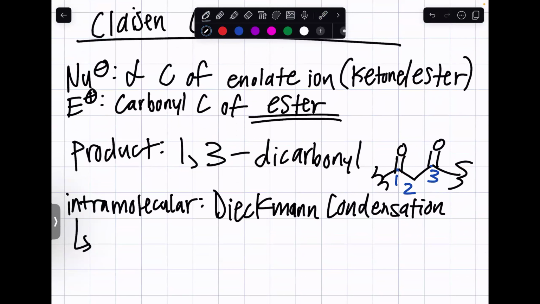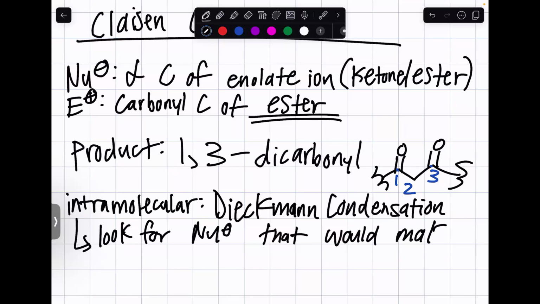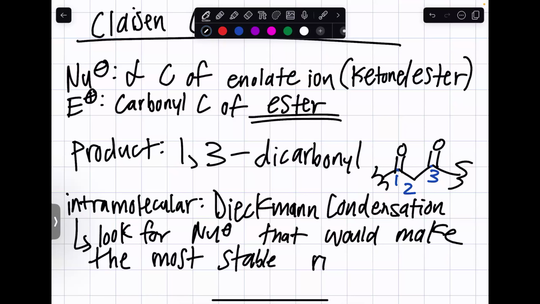But for the intramolecular one, you always look for the nucleophile that would make the most stable ring, right? Because all intramolecular reactions, they always make a ring, right?